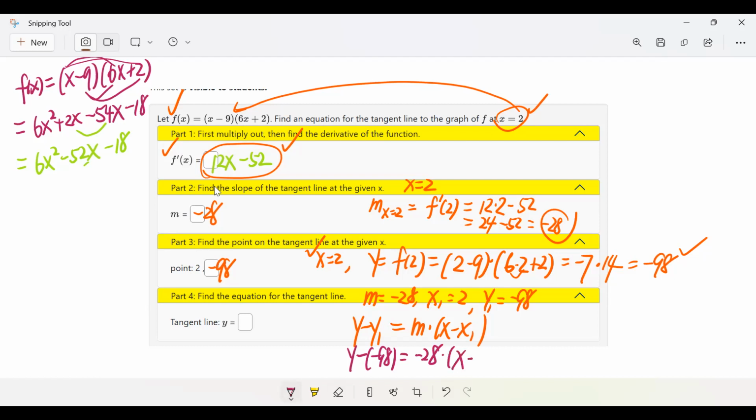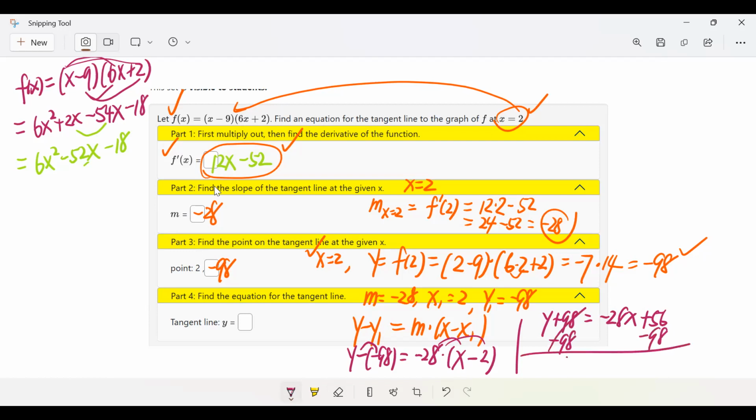Times x minus 2, and distributed. So let's continue here. Y2 negative turns into positive 98. Here is negative 28x, and negative 28 times negative 2 is 56. And the very last step, just isolate the y value. Minus 98 is 98, and that will do it.